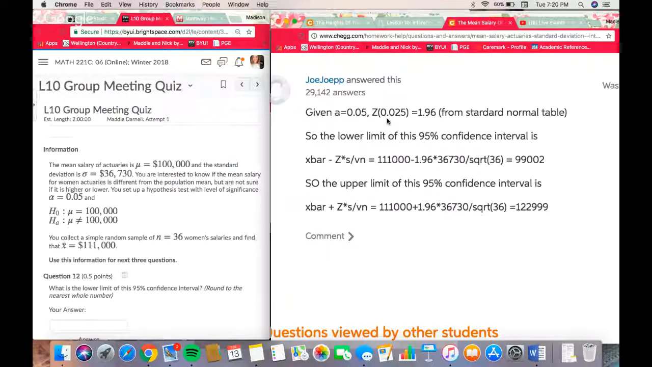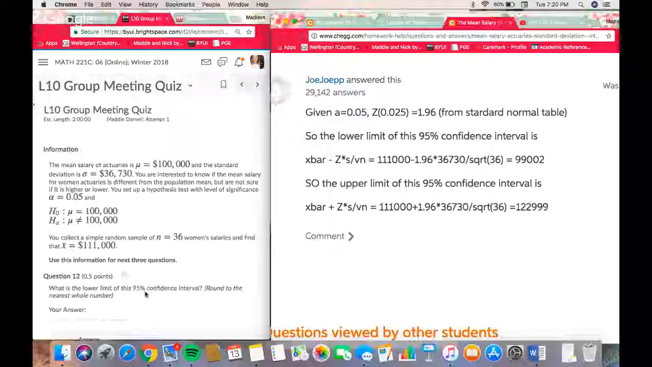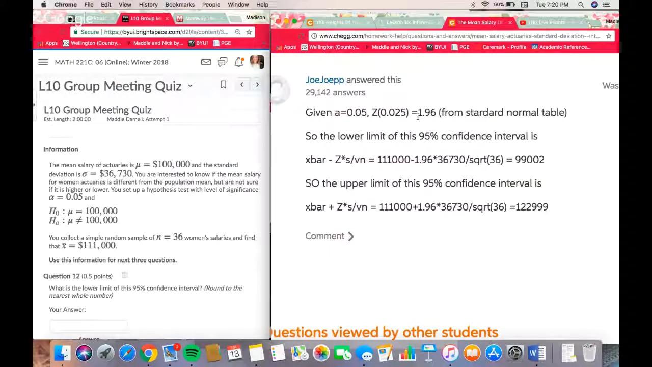Z is 0.025. I don't know how he got that one, though. The Z-score. So he probably did 100,000 subtracted by the 111. So it was 111 subtracted by 100 divided by 36. It's a 95% confidence interval. Oh. Yeah, that's how he got the 1.96. Oh, yeah. Okay, that makes sense.